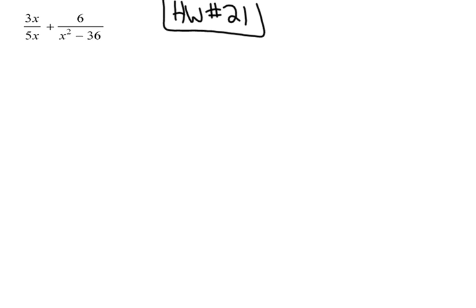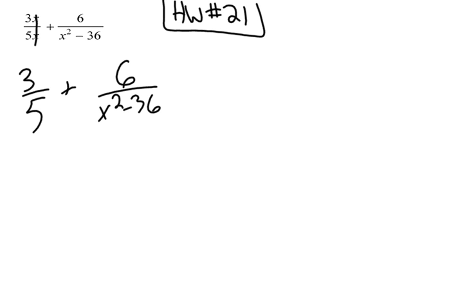Okay, we're going to go through two more homework examples. The third of the 4 homework problems is number 21. Remember, look at each fraction, see if anything can cancel. Unfortunately, nothing cancels in either the first or the second fraction. So what do we do? We want to factor now. Oh, I take that back. Something does cancel. Look at the first one. x and x, those are gone, so we're left with 3 over 5 plus 6 over x squared minus 36.